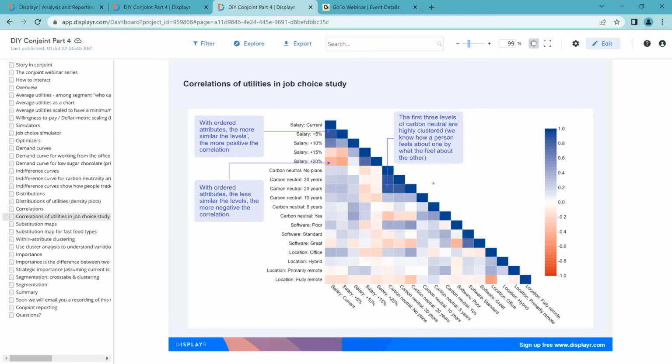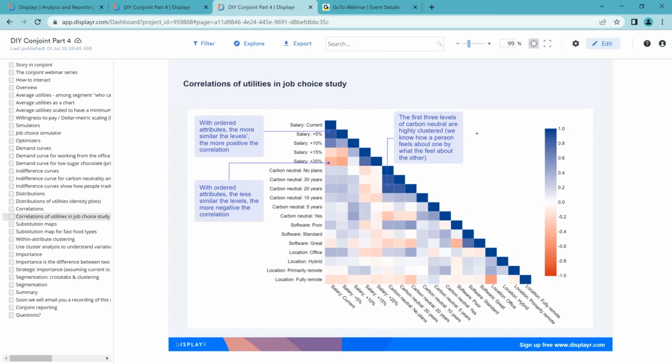This is showing us that the people that value no plan the most are the same as the people that value 30 years and the same as the people that value 20 years. So there's evidence of a segment of people in the data who are all sharing their views about this, and that is the people who like it, like all of them, the people who dislike it, dislike all of them.